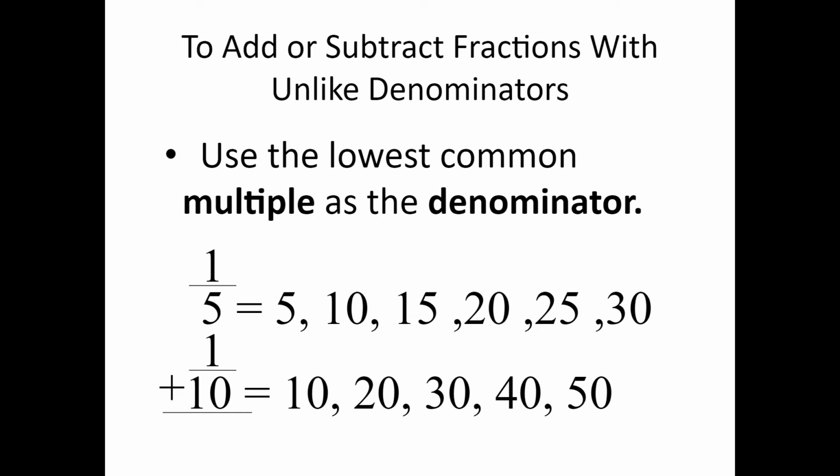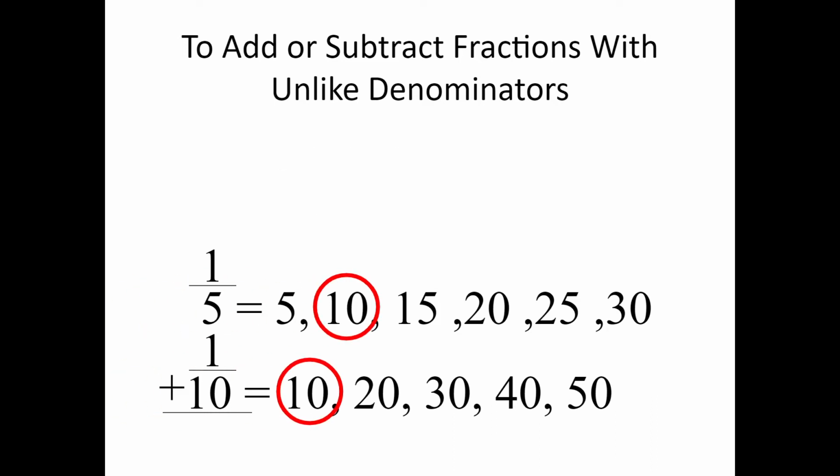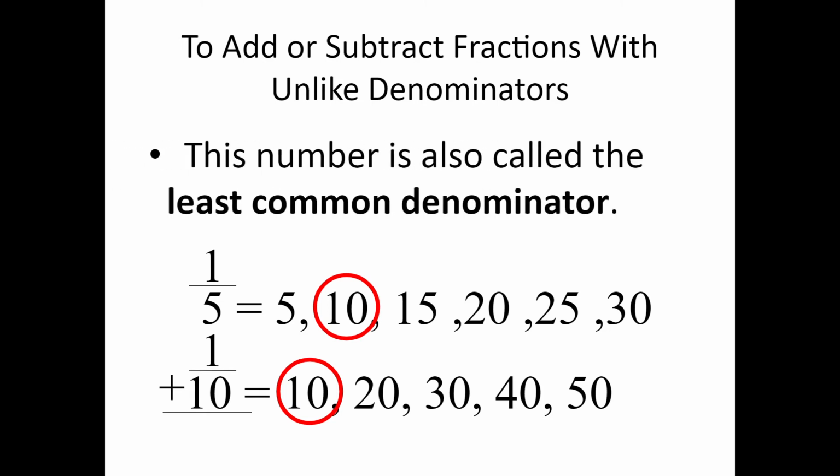In fact, when you're making this list of multiples, as soon as you find one that is the same, you can stop. You have the one that you need. The lowest is 10. This number is also called the least common denominator.